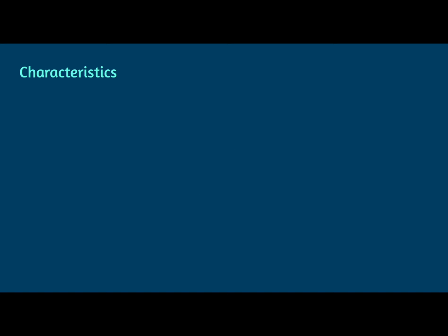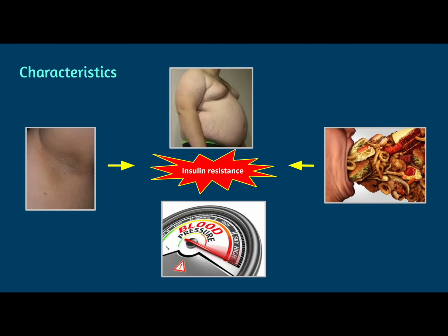Let's look at the characteristics of those with insulin resistance. They would have high blood pressure, polyphagic, have evidence of acanthosis nigricans as shown in the image over the left, as well as they have centripetal obesity, which is one of the important criteria to diagnose metabolic syndrome.